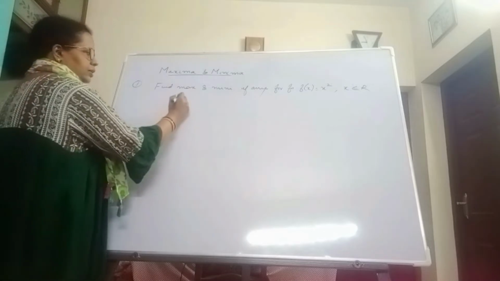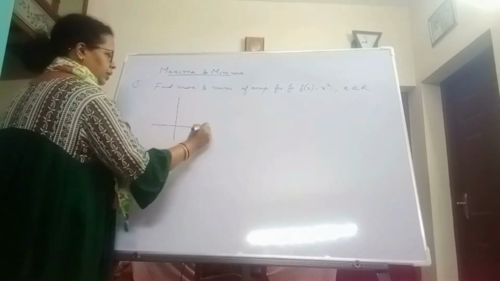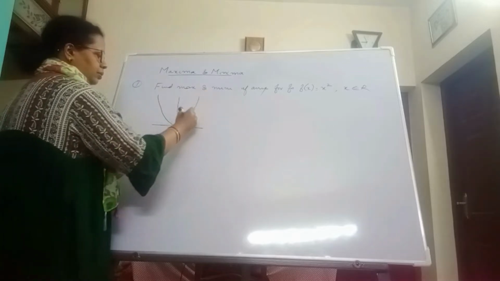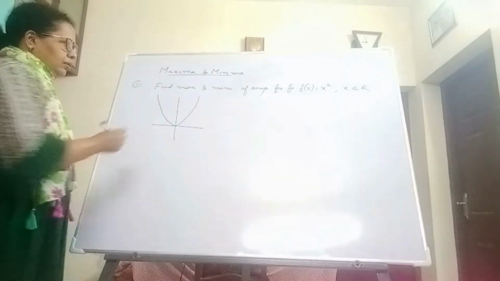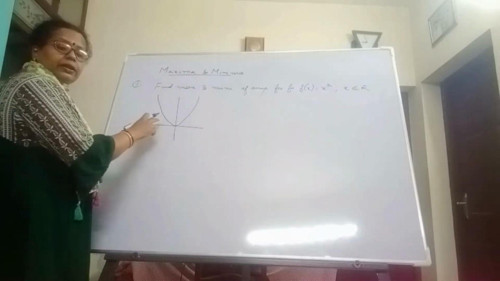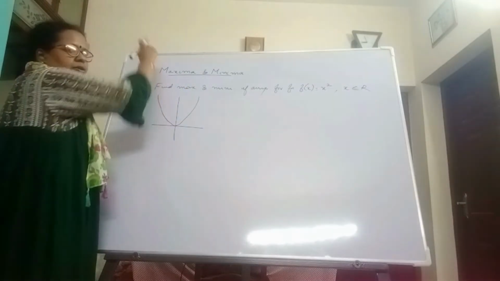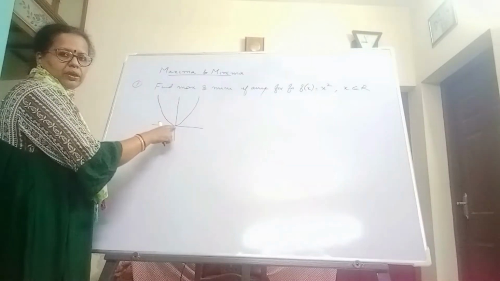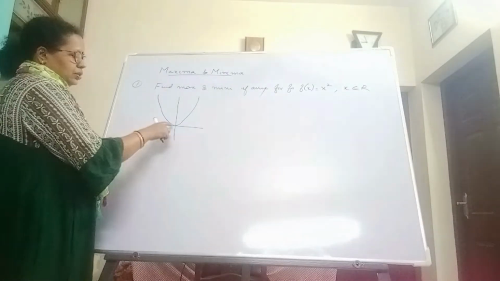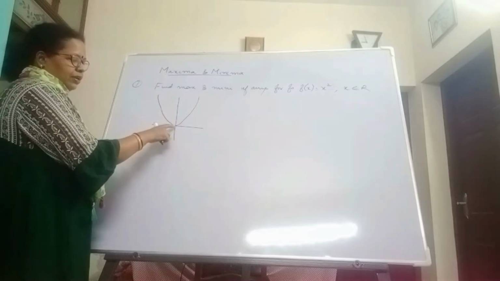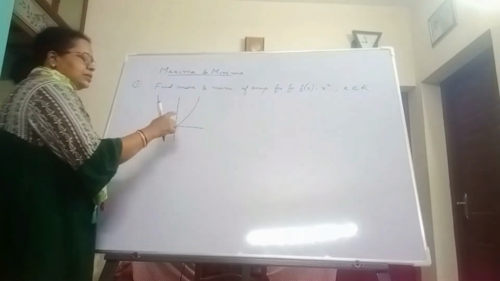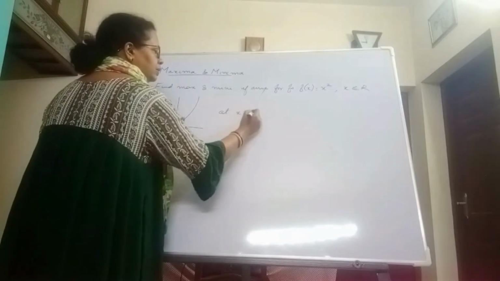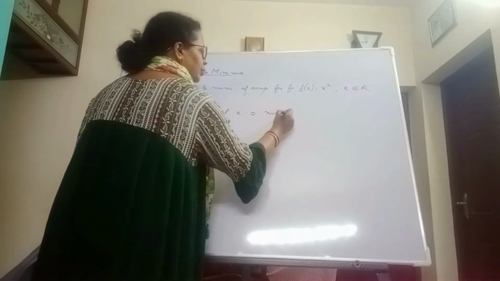We already know the graph of f of x equal to x squared. This is the graph. Look at this graph. Does it have any maximum? No, it is going on. Does it have any minimum? Yes, this is the minimum point. Below that there is no other point. So from the graph itself we can understand f of x has a minimum at this point, at x equal to 0.